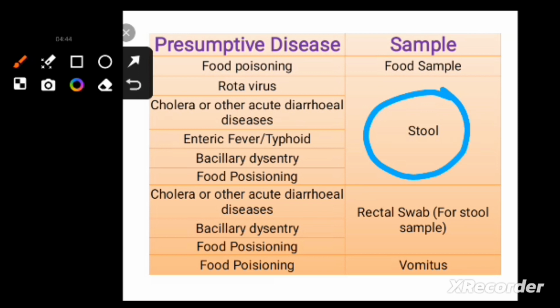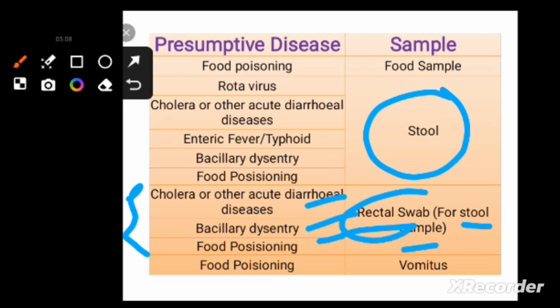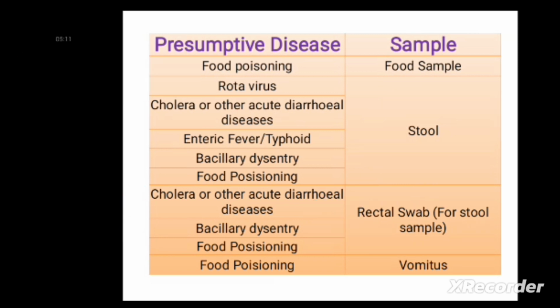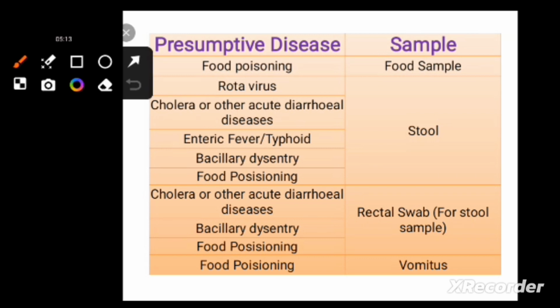Now for diagnosing cholera or other acute diarrheal disease, bacillary dysentery, food poisoning, rectal swab sample should be collected. Where stool sample collection is not possible, in that case rectal swab sample should be collected and it is transported to the respective lab by placing it in the CB media, okay, and maintaining the cold chain.